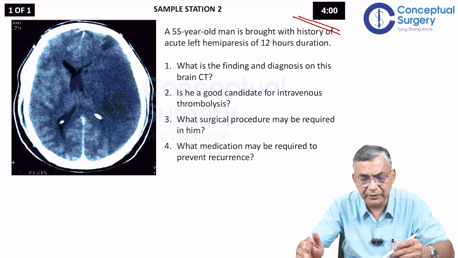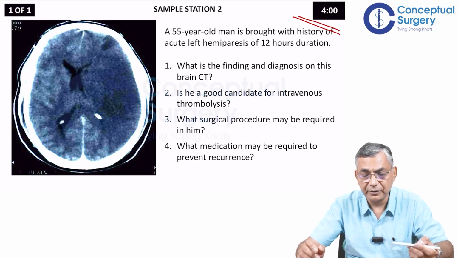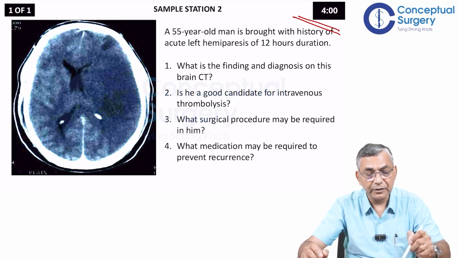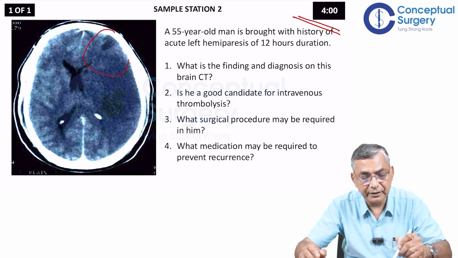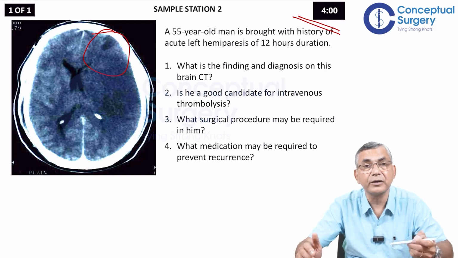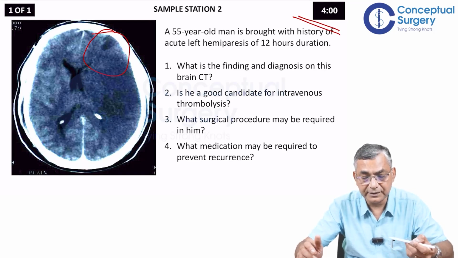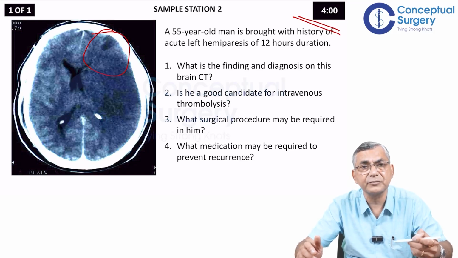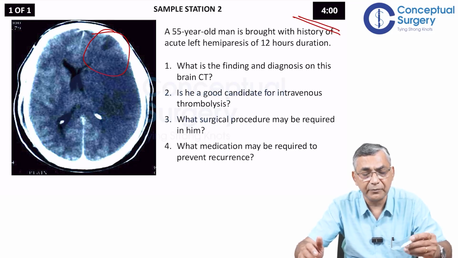For example, in this particular case, a 55-year-old man is brought with a history of acute left hemiparesis of 12 hours duration. So there is a stroke, and you have to identify the area which is involved. What is the finding and diagnosis on this brain computerized tomography? Is he a good candidate for intravenous thrombolysis? What surgical procedure may be required in this patient, and what medication may be required to prevent recurrence? You have to answer these 4 questions one by one in that particular sheet.